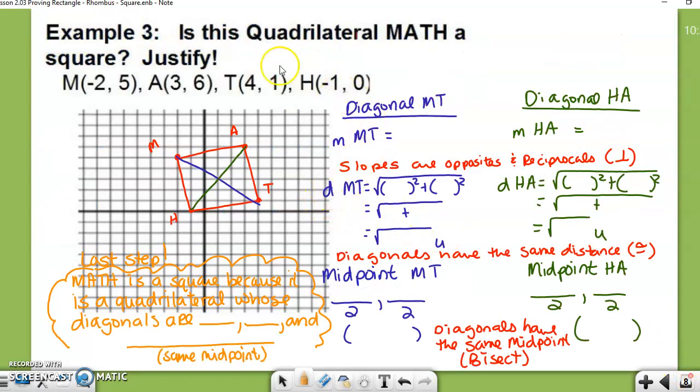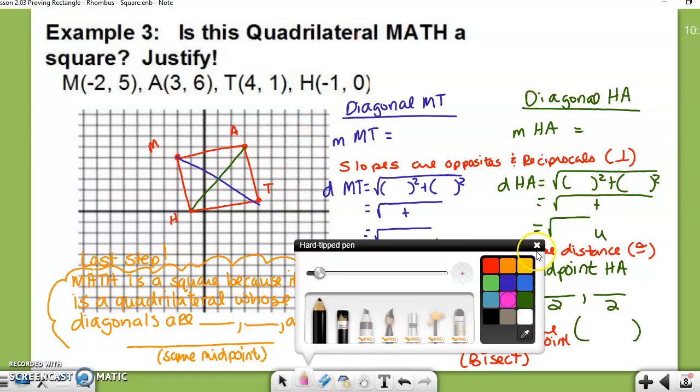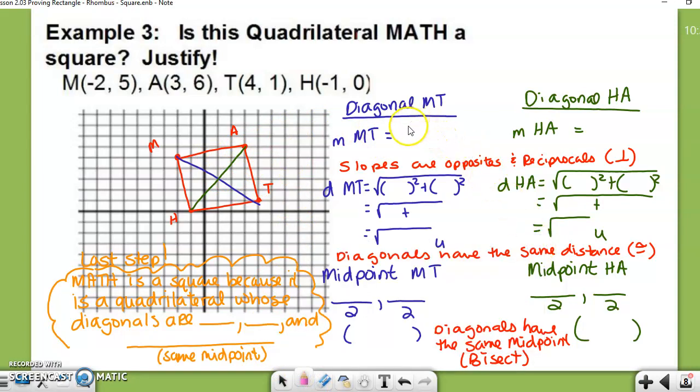So now I've got this quadrilateral. That's all I know is that it's got 4 sides. I'm going to draw this diagonal MT and this diagonal HA. MT is in blue and I've got the work for it in blue. HA is in green. I've got the work for it in green. Okay. So the first thing I want to do is I want to look and see if they have the same slopes or opposite reciprocal slopes.